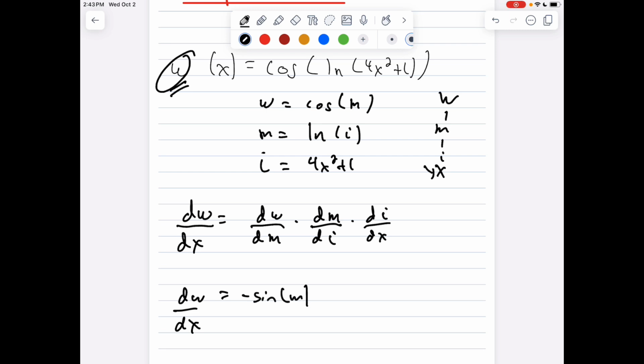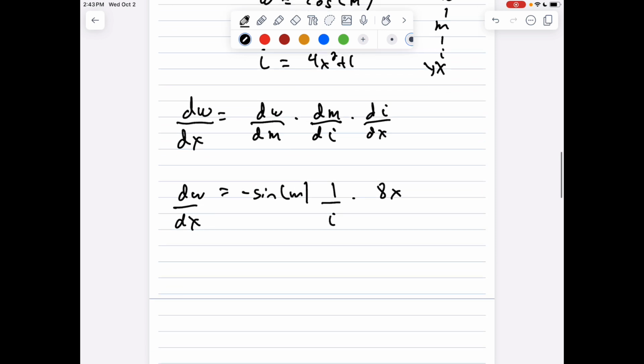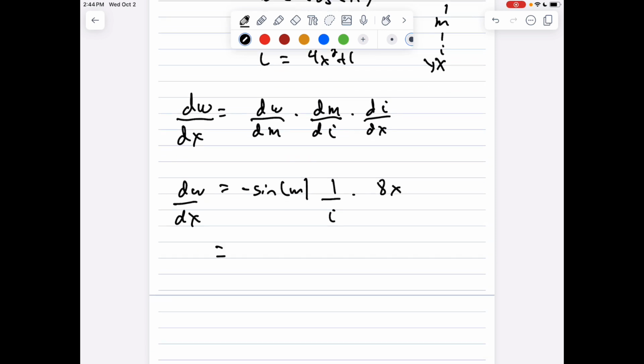dm/di is the derivative of m with respect to i. That's the 1 over i. And then finally di/dx is 8x. Okay. So the only issue now is this is not in terms of x.